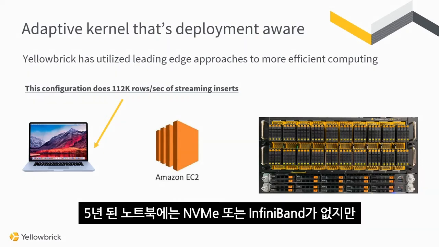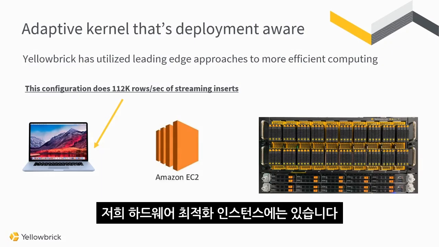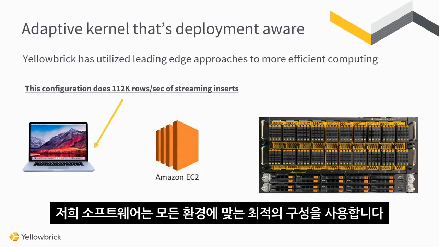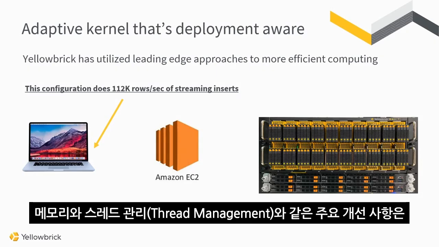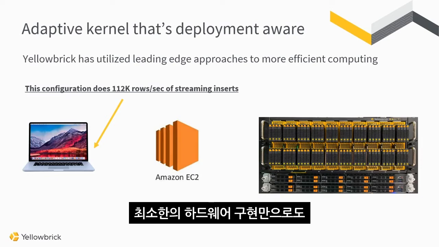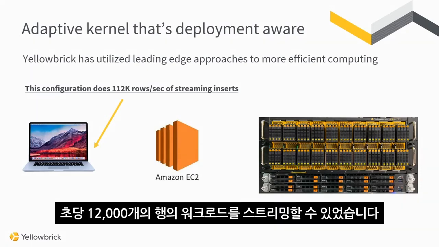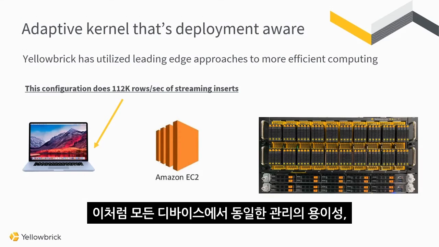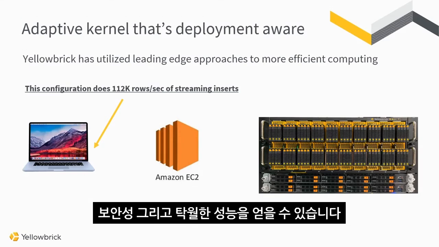The 5-year-old laptop probably doesn't have NVMe or InfiniBand, whereas our hardware optimized instance does. Our software adapts to every environment to utilize the optimal configuration. The core improvements, like memory and thread management, are consistent across these deployments. And to show you the efficiency, one of our engineers actually ran our Kubernetes-based deployment on a 5-year-old MacBook. Even with this very minimal hardware implementation, he was able to stream in a workload of 112,000 rows a second. Across all these deployments, you get the same consistent manageability, security, and unrivaled performance.